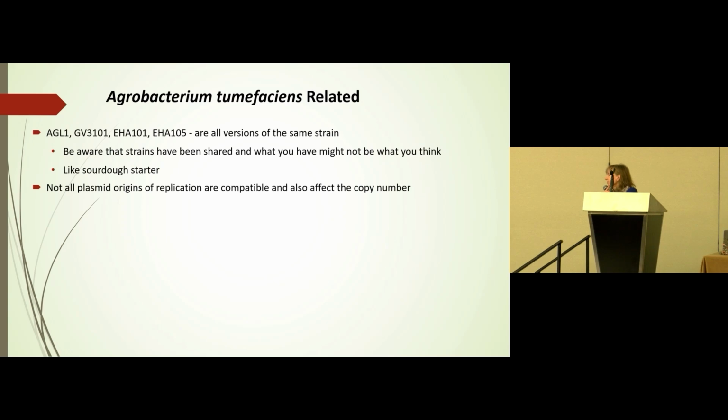So we also sequenced those disarmed strains. The sequence is available in NCBI. And we found there are a lot of deletions, and also SNPs. So I think that's something you need to be aware of. Even though they are all from the C58 background, the sequences are actually quite different.